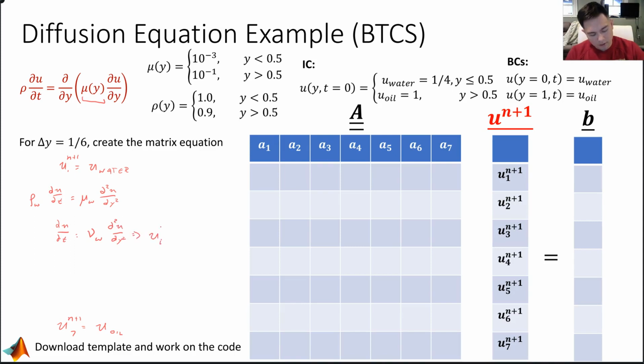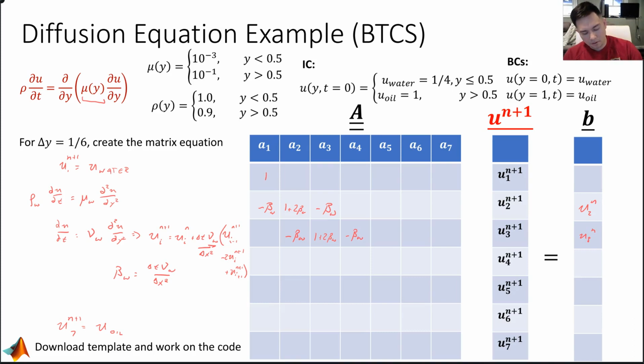which can be then converted to ui at n plus 1 is equal to ui at n plus delta t times nu water times ui minus 1 at n plus 1 minus 2 ui at n plus 1 plus ui plus 1 at n plus 1, all divided by delta x squared. So if we go ahead and give ourselves a beta w equal to delta t times nu water over delta x squared, our coefficients for this are going to be minus beta water, 1 plus 2 beta water, and minus beta water. And we would repeat that here as well. And that's going to be equal to u2 at n, and this will be u3 at n. Our Dirichlet boundary condition.